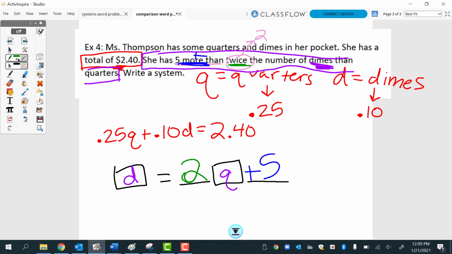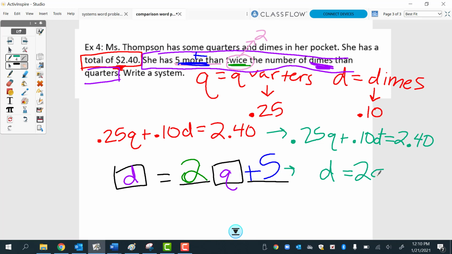So my 2 equations, final answer is obvious. It's going to be my total equation 0.25q plus 0.10d equals 240. And my comparing equation d equals 2q plus 5.